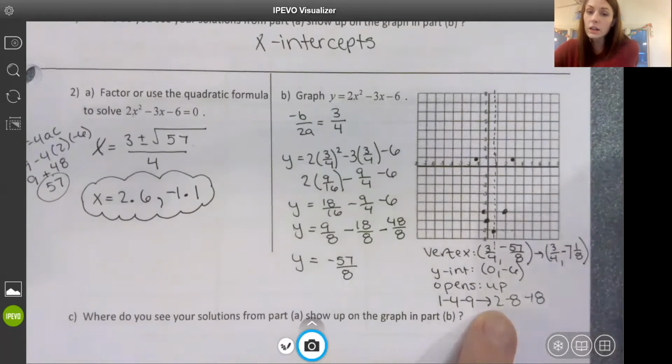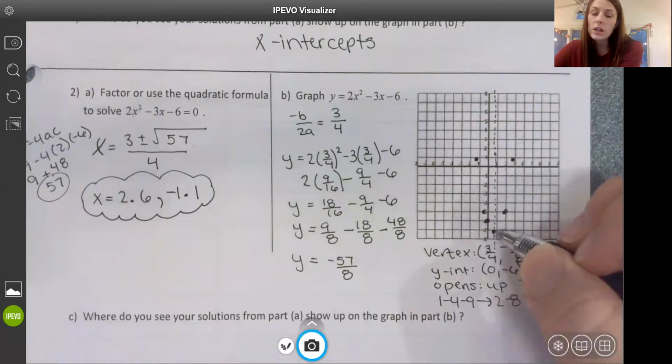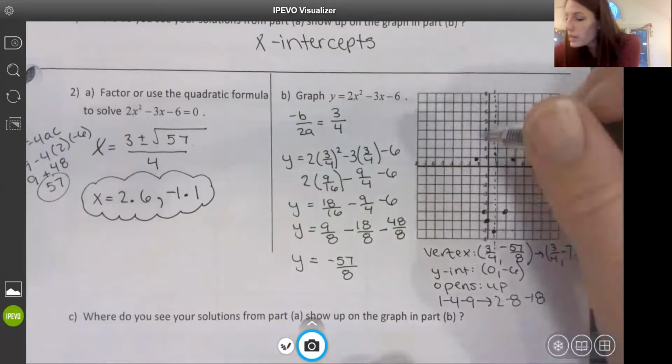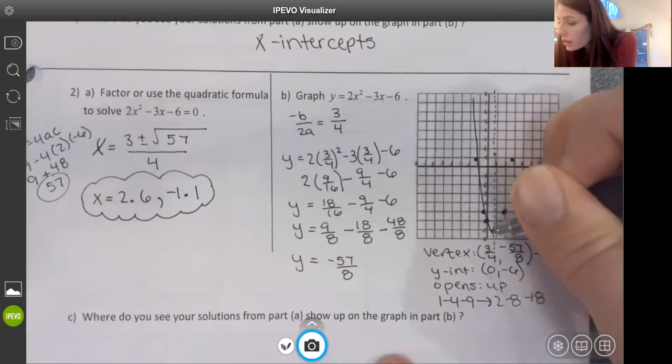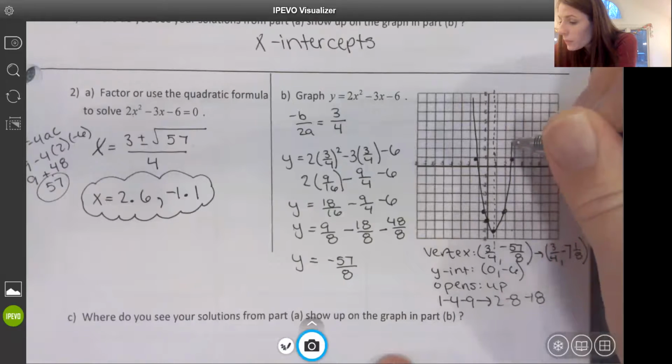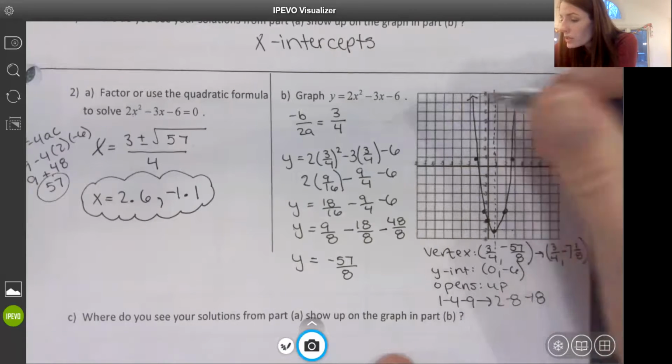Okay, as best I can, and I know we're making an estimate because we have a fraction for our vertex there. And then go ahead and draw that parabola in. There's a sketch of our parabola.